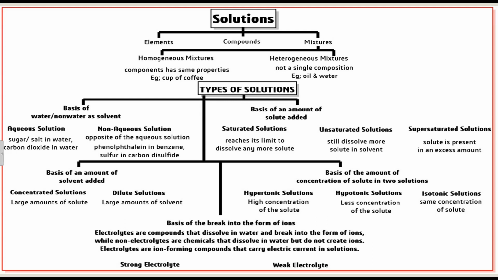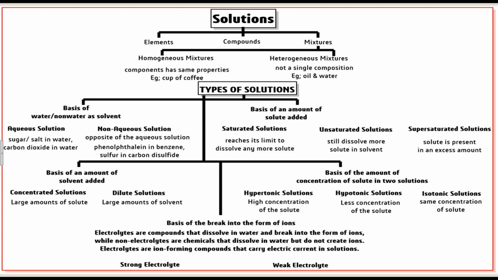Then what types are there in the solution? On the basis of water or non-water as a solvent, solutions are classified into two types. One is aqueous solution, the second one is non-aqueous solution. For aqueous solution, examples are sugar or salt in water, carbon dioxide in water. These are two examples for aqueous solution. Non-aqueous solution means the opposite of aqueous solution. It means a non-water solvent or non-water solution. For example, phenolphthalein in benzene, sulfur in carbon disulfide. These are the two examples for non-aqueous solution.